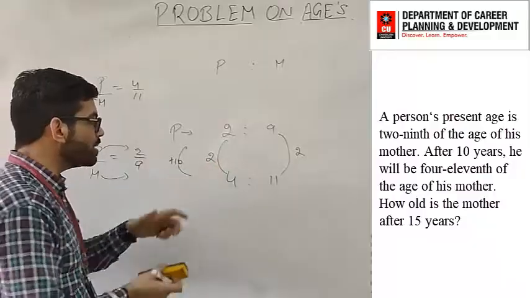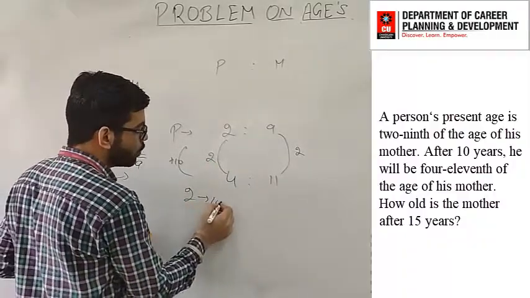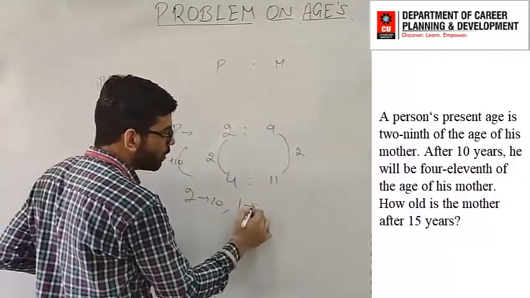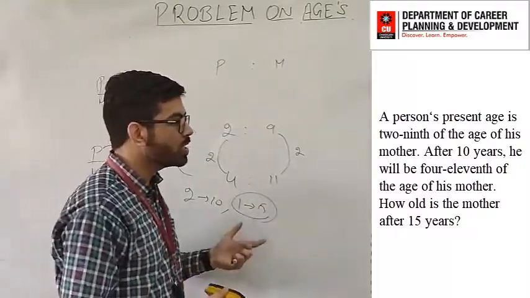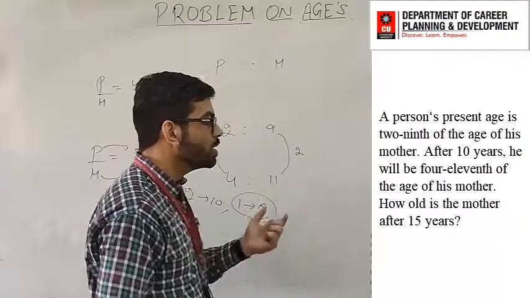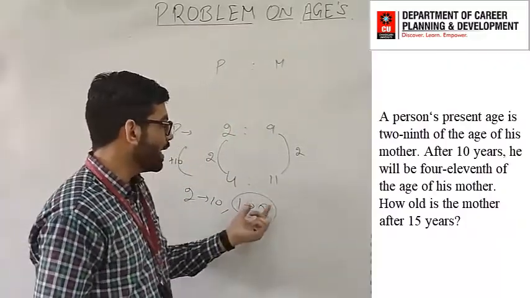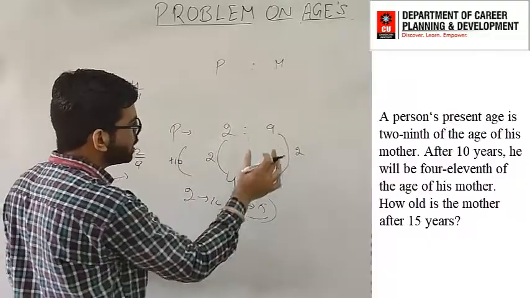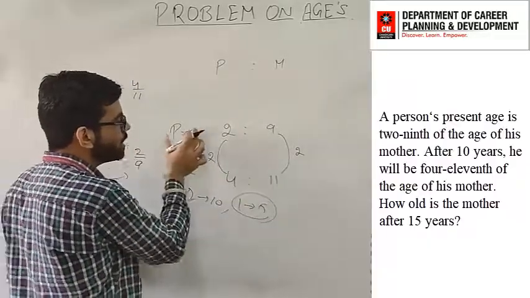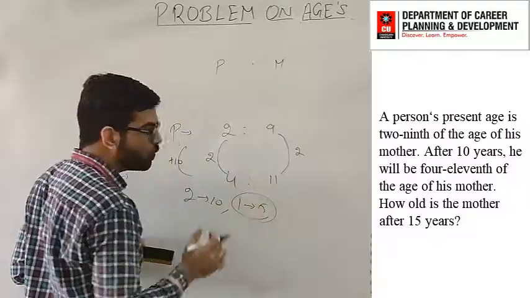The value of 2 is given, which is 10. So from here we can find the value of 1. The value of 1 is 5. It is asking how old the mother is after 15 years. So the present age of mother comes out to be 9 into 5.